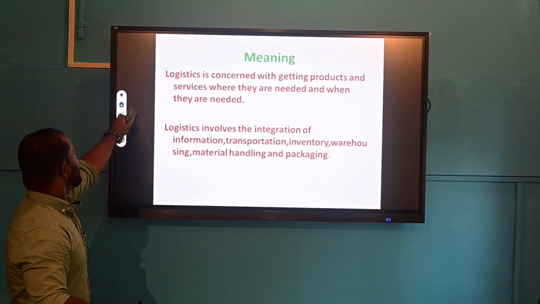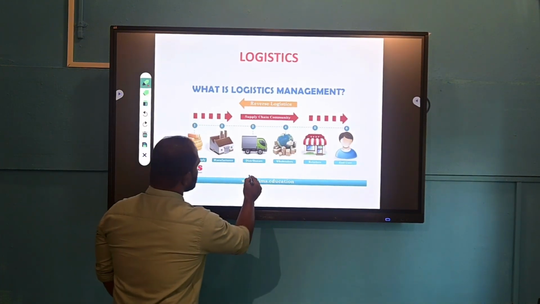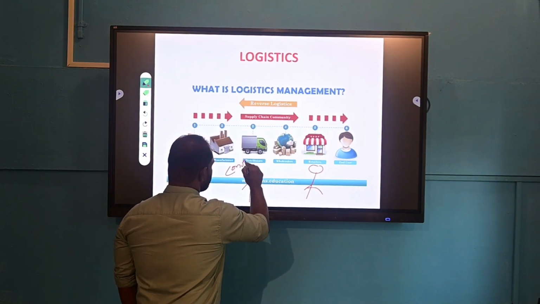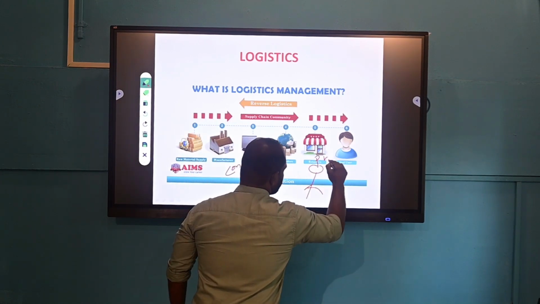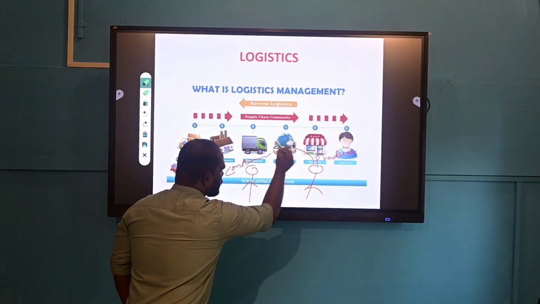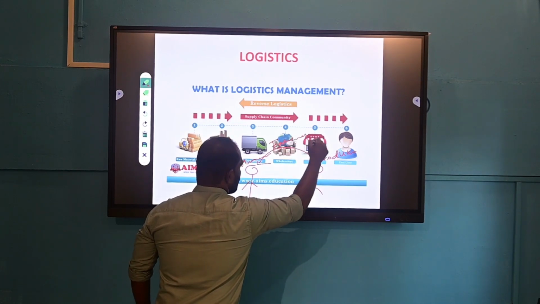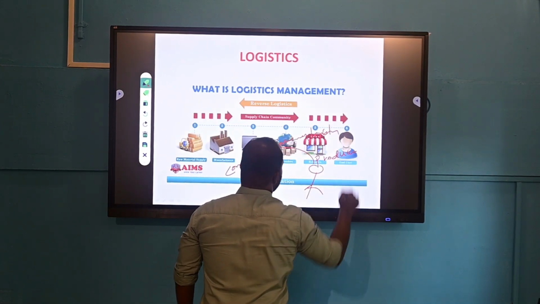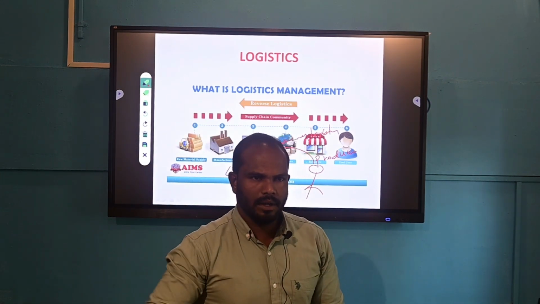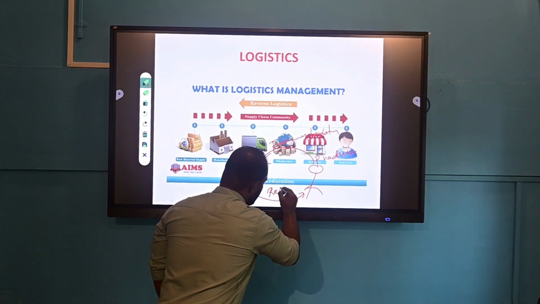Then we can illustrate this with an example. Logistics is a connecting link. Suppose this one is the customer, the consumer, and this is the producer. Moving goods from producer to customer is known as forward logistics. And when a customer purchases a product and, after a complaint or for recycling, returns the product to the company, this is known as reverse logistics.